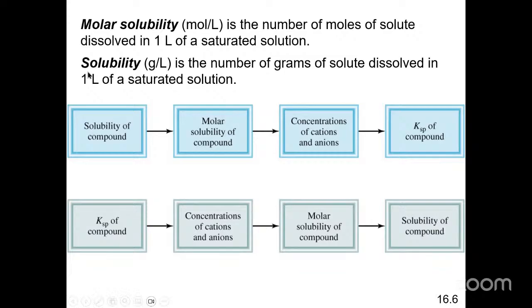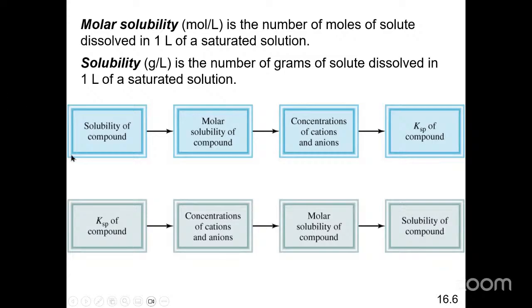And then you have the solubility, which is the number of grams of the solute dissolved in 1 liter of a saturated solution, right? So the molar solubility is expressed in moles per liter. The solubility is expressed in grams per liter. So as I said before, most of the calculation would involve either starting off with the solubility of your compound, and then you'll get to KSP, or you get the KSP from the outset and you determine either the molar solubility or the solubility, right?